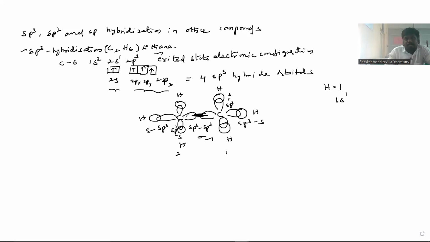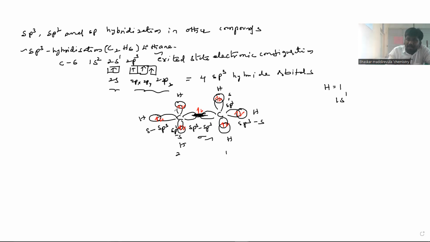We already know each sp3 hybrid orbital has one half electron. In the hydrogen s orbital also there is one half electron. So they will pair up with opposite spin. This is one electron of hydrogen and one electron of carbon, but in the carbon-carbon bond both electrons come from the carbons. In this way we get the bonds.